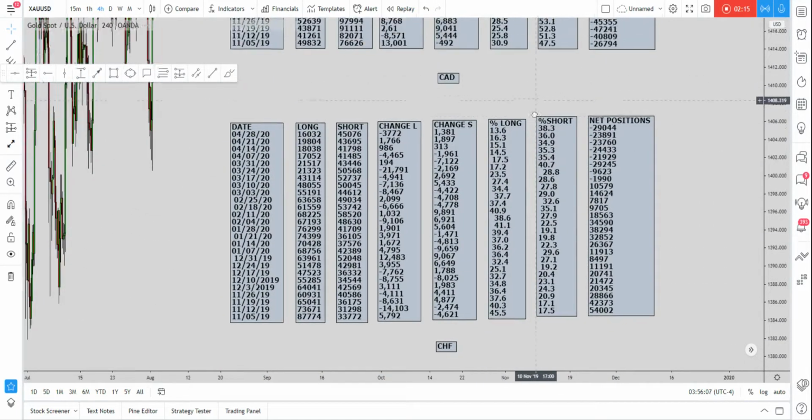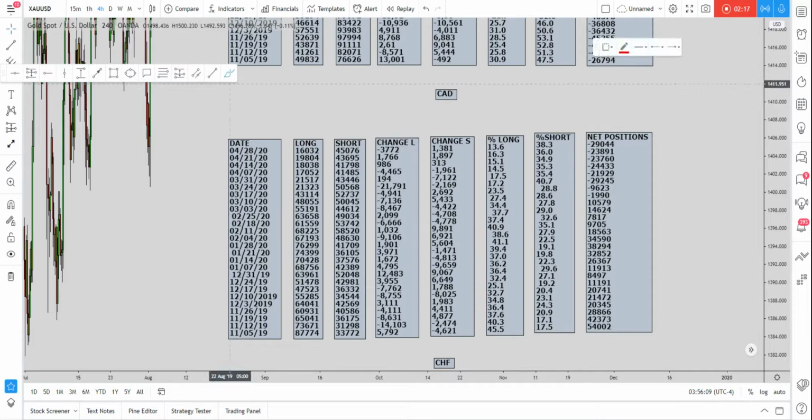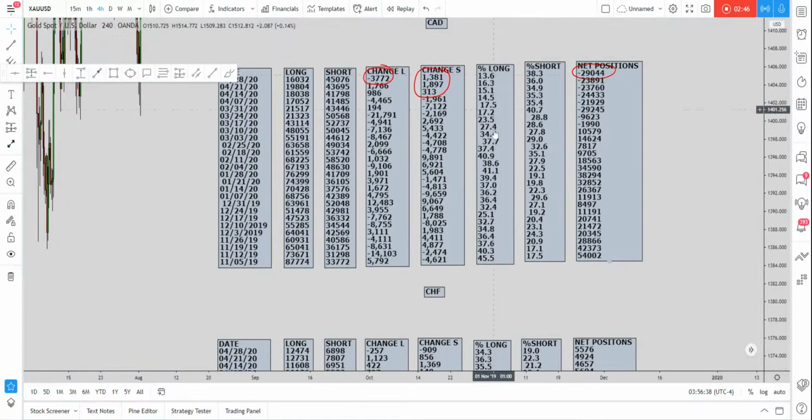Now, if we look at what is the situation from a CAD perspective, we can see that with the last report, more shorts added, so another 1.3k shorts added with almost 4k longs closed, bringing net positions even more negative to minus 29k. Basically we were at 38k, so from 38k to minus 29k is almost a 100k difference in net positions for the CAD, which obviously is following commodities that have been melting.